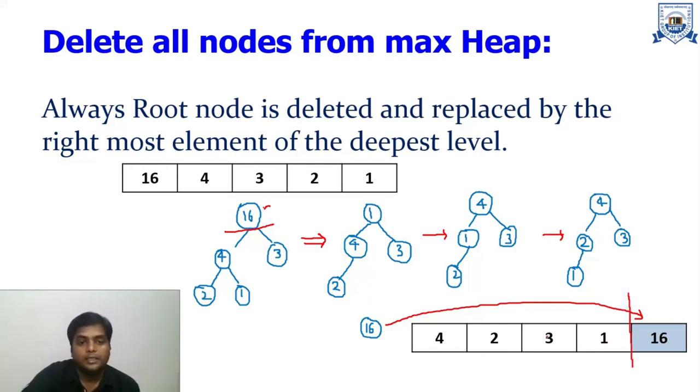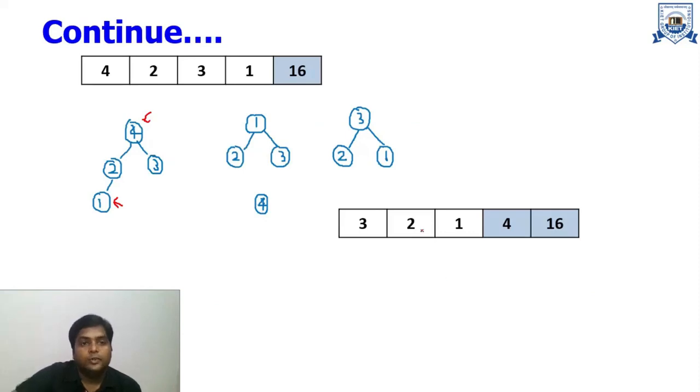Then again we check: 4, 2, 3, 1. What we do is delete the root element. Which element replaces this root element? That is the rightmost element of the last level. In the last level we have only one element, so that element will be placed over here. So now it is 1, 2 and 3, and 4 will be deleted, but it still does not satisfy the max heap property. So first of all we convert it into a max heap by swapping the elements, and finally we will get 3, 2, 1.